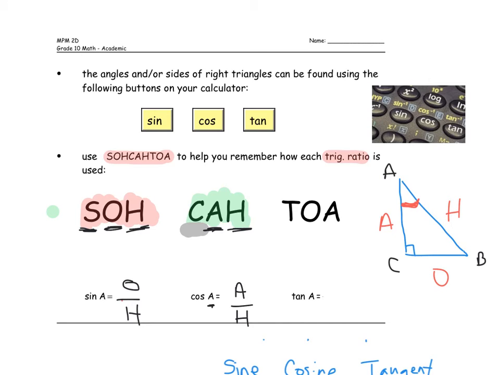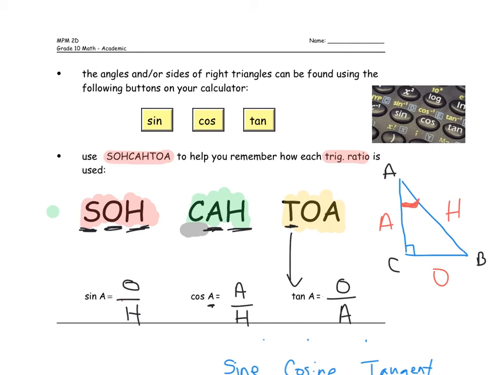And lastly, if I look at this last little bit, the Toa part, again, you can probably guess it. The T stands for tan, and the tan is a ratio, so tan of angle A is a ratio between the length of the opposite side and the adjacent side. So that's where this Sohcahtoa business comes in handy.